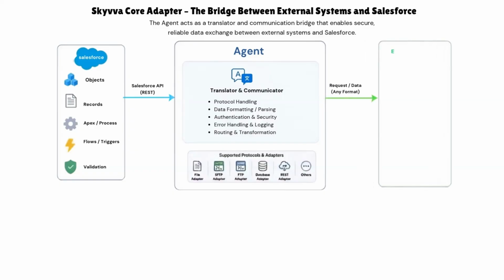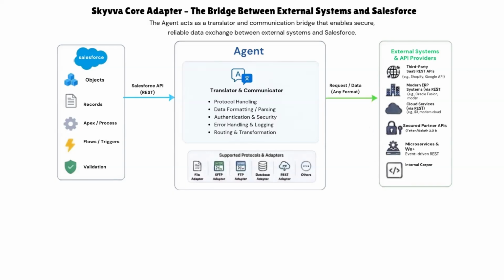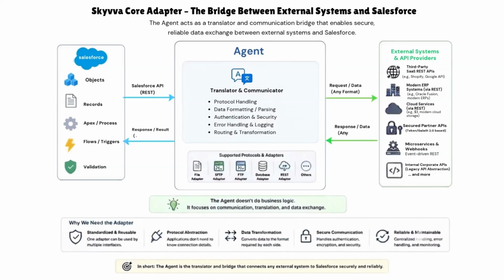Finally, on the right side, the adapter connects to external systems and API providers. These include third-party SaaS REST APIs, such as Shopify or Google APIs, modern ERP systems, cloud services via REST, secured partner APIs, microservices and webhooks, and internal corporate APIs. These external systems send and receive data or requests in any format via REST.